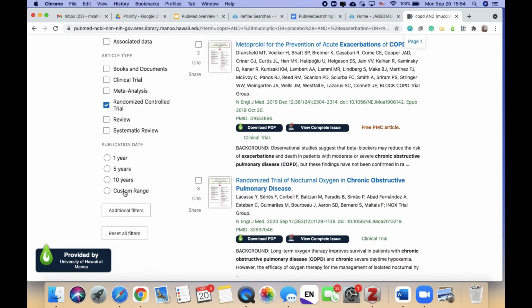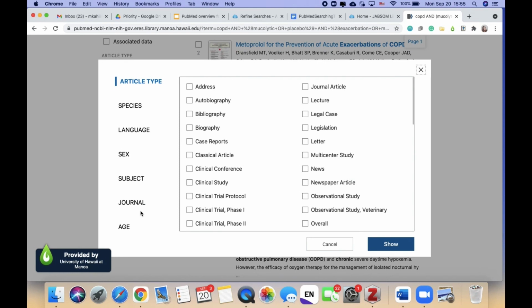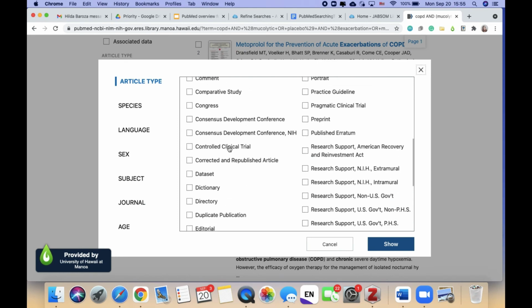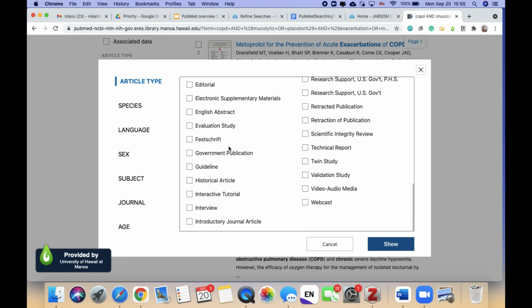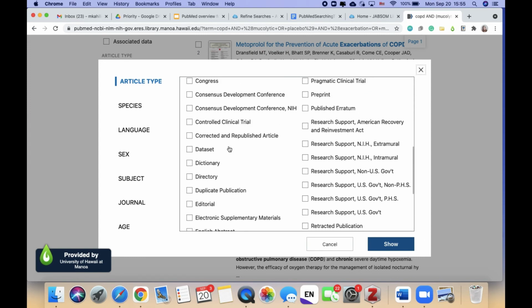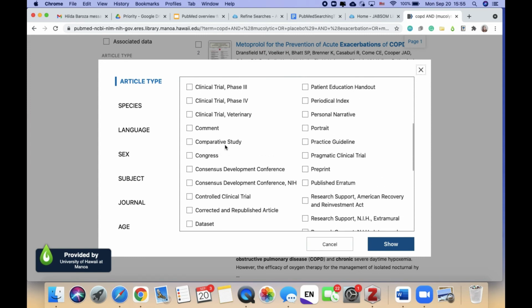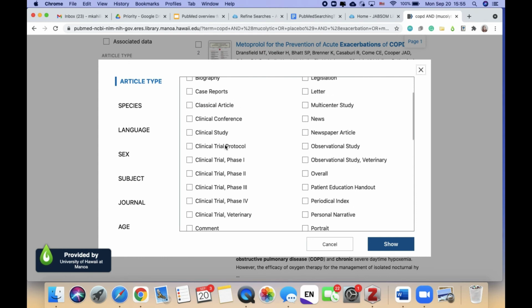I could limit by years, but I'm looking for additional filters. Maybe I want to limit by age. So I'm going to click on additional filters here. And so I have many more article types that I can choose from. Let's see, what do we have? Comparative studies. There are different types of clinical trials.